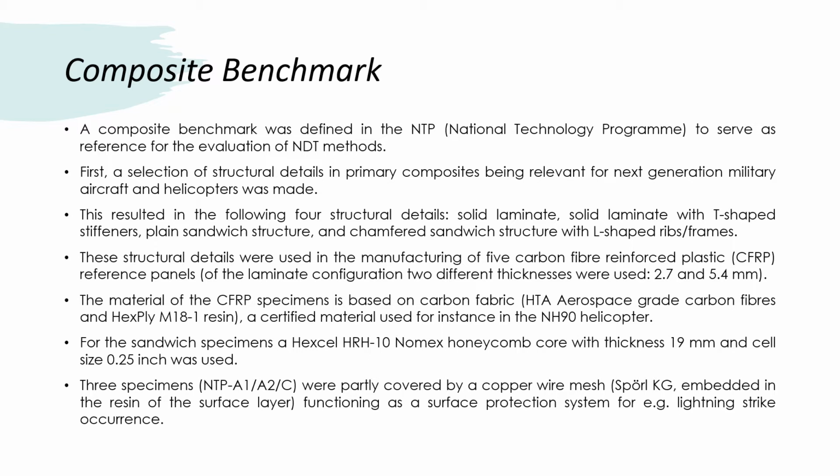Number 1 is solid laminate. Number 2 is solid laminate with T-shaped stiffeners. Number 3 is plain sandwich structure, and number 4 is chamfered sandwich structure with the L-shaped rib on the frame. So these structural details were used in the manufacturing of 5 carbon fiber reinforced plastic, or CFRP, reference panels, where laminated configurations of 2 different thicknesses were used, 2.7 and 5.4 mm.